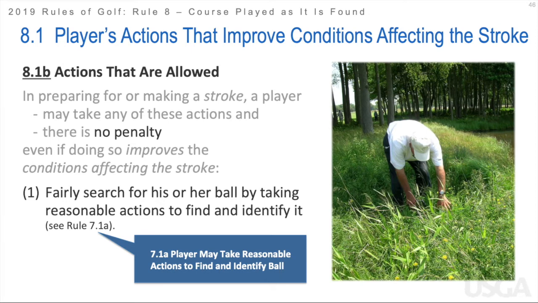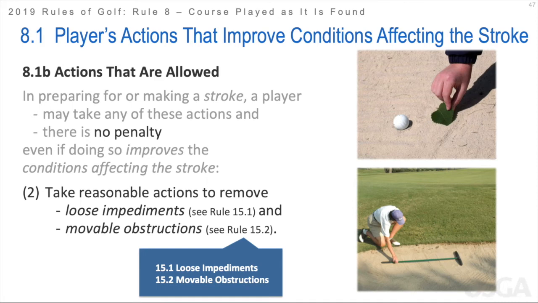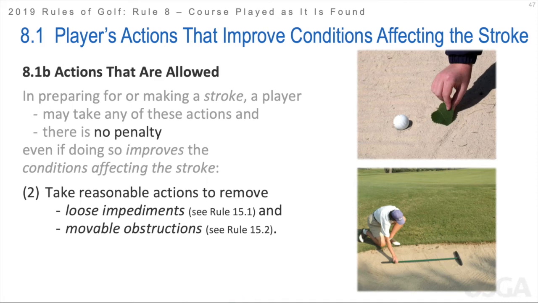One is you're allowed to fairly search for your ball. You can take reasonable actions to find and identify it. That means moving the grass around. If, in the course of fairly searching for your ball, that results in you improving your lie, as long as it was reasonable actions that you took to find it, you're not going to get penalized.